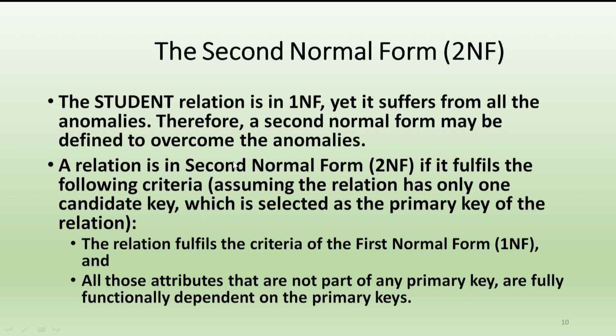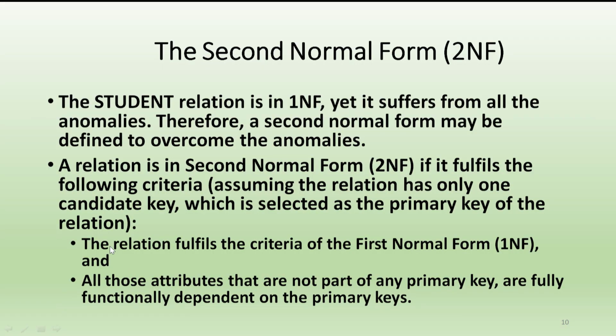A relation is said to be in second normal form, 2NF we call it, if it fulfills the following criteria, assuming that the relation has only one candidate key, which is selected as the primary key of the relation. This is what we are assuming. We have seen the key attributes in the dependency diagram, right? So let us once again look into the definition.